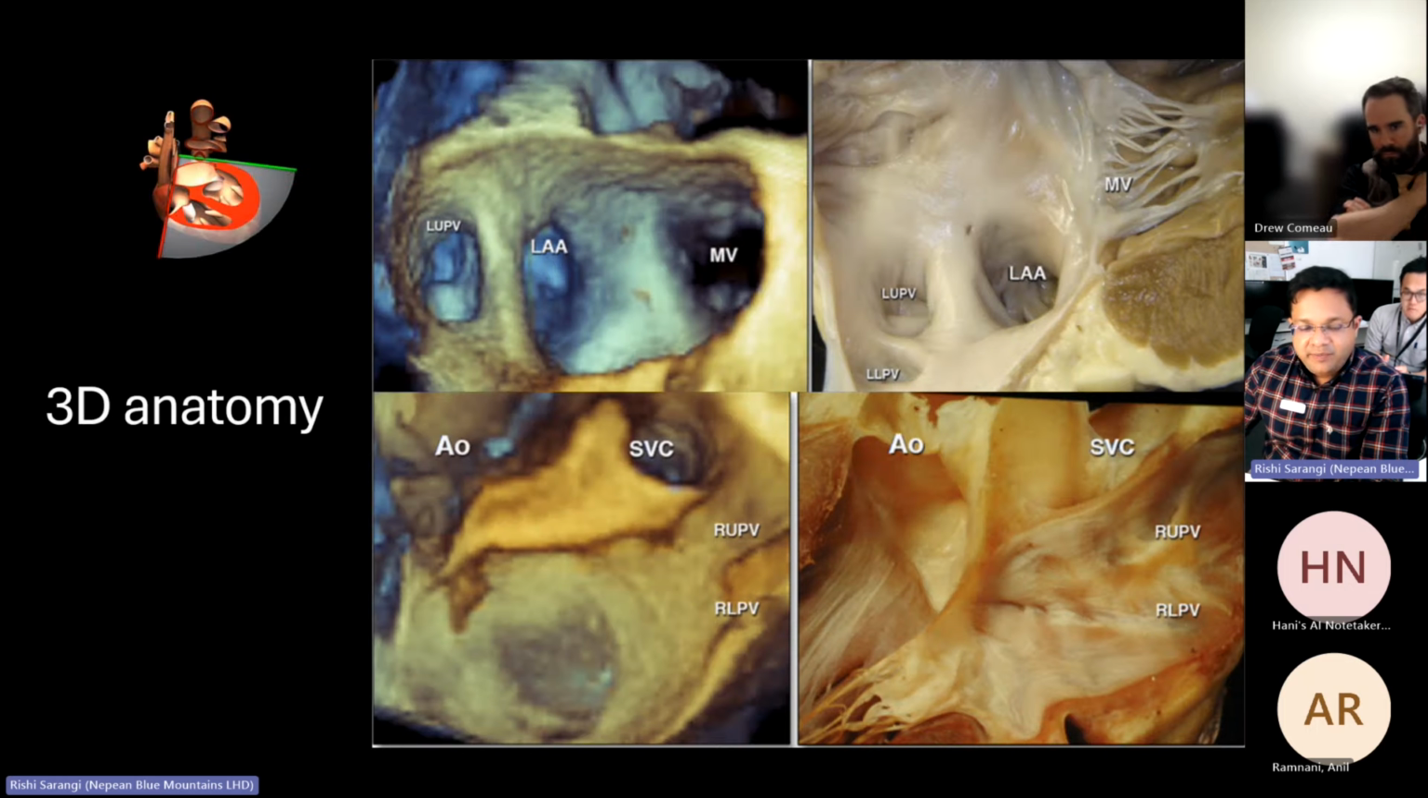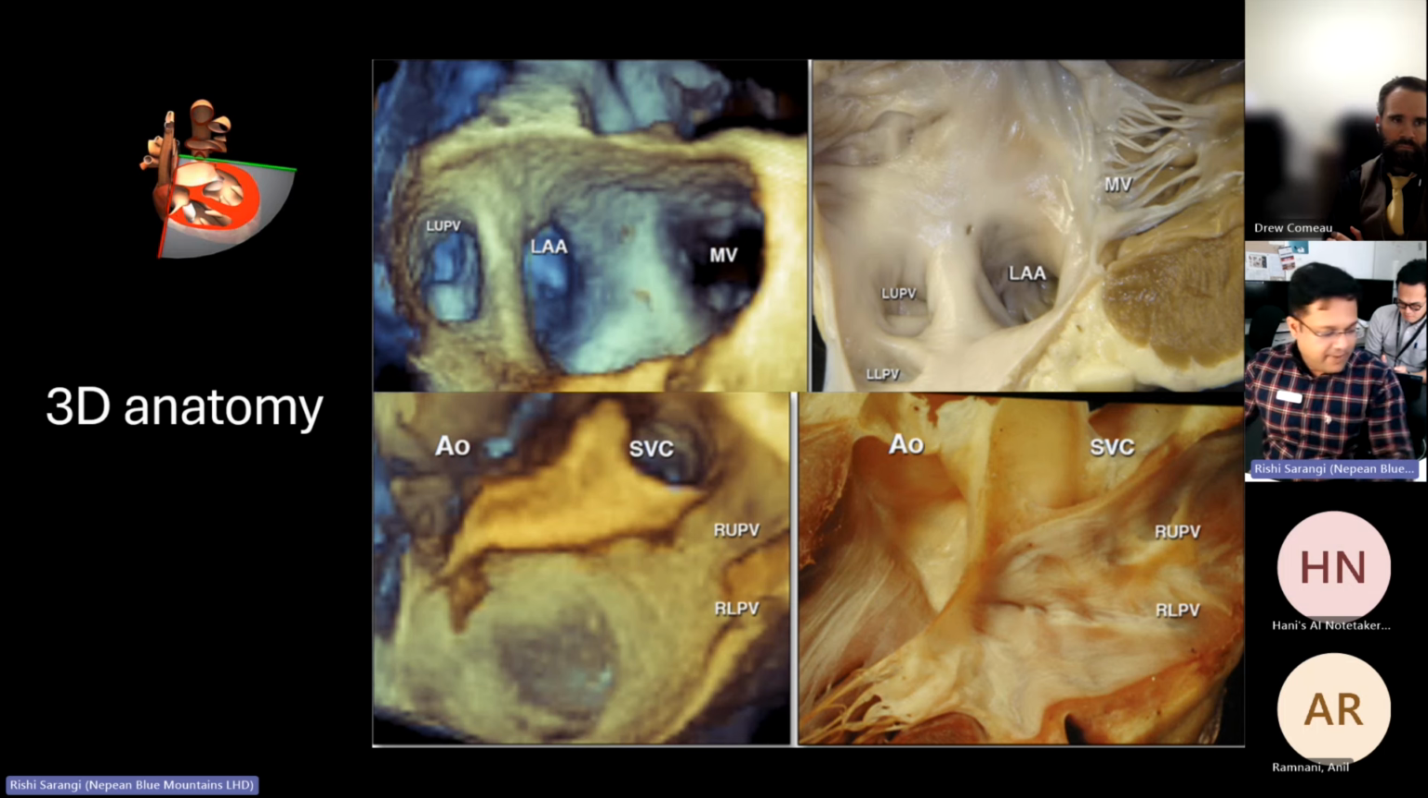And this is the 3D picture of the pulmonary veins. As you can see, this is the mitral valve. We are looking from the LA down into the LV. The left atrial appendage you can see at the 4 o'clock position of the mitral valve. Left upper and left lower pulmonary veins are situated posterior to it. And this is the cut section, which shows the LA and the LV with the mitral valve opening here. The positions of the pulmonary veins will be right at the back.